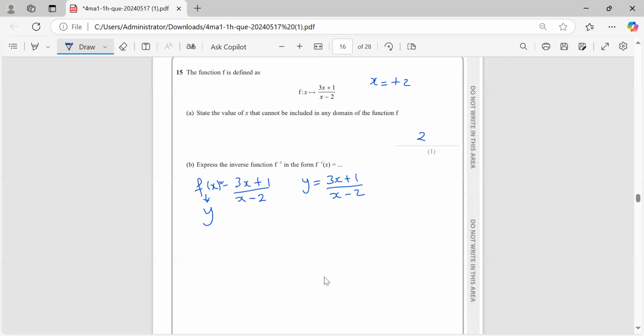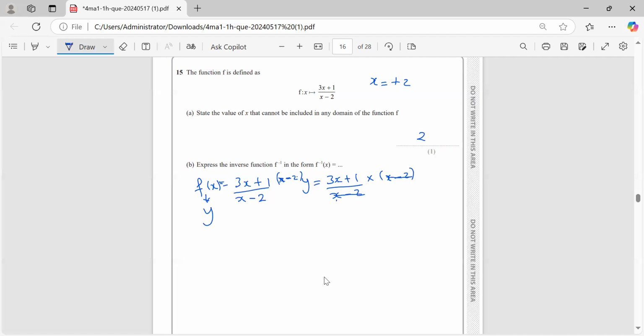All right. So I'll try to make x the subject of the formula, right? So making x the subject of the formula, the first thing that I would do, obviously, is to get rid of the denominator, whereby I'll multiply both sides by x minus 2, right? So this x minus 2 cancels out this x minus 2. And then I now have this x minus 2 multiplying y.